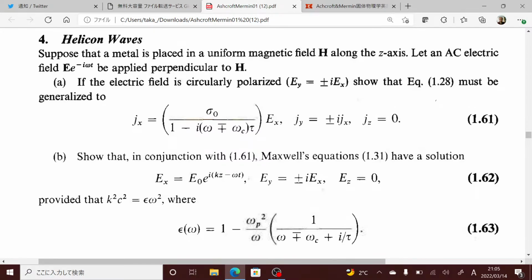Suppose that a metal is placed in a uniform magnetic field H along the z-axis. Let an AC electric field E times exponential minus I omega t be applied perpendicular to H. Part A: if the electric field is circularly polarized, which is EY equal plus minus IEX, show that equation 1.28 must be generalized to something.